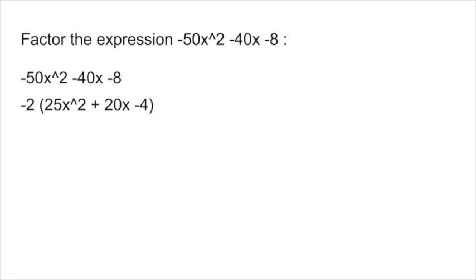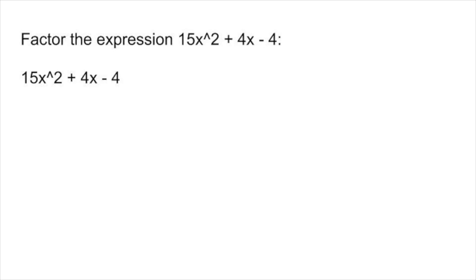Within the brackets we can see that the trinomial is a perfect square. To verify this, we will take the square root of the first and last terms and multiply them by 2. If the answer is the middle term, then we have a perfect square trinomial. The square root of 25 is 5 and the square root of 4 is 2. Multiplying them together, then multiplying them by 2, gives us 20, which is indeed the middle term. Using standard form for a perfect square trinomial, we will factor it, giving us the final answer of negative 2 times 5x plus 2 squared.